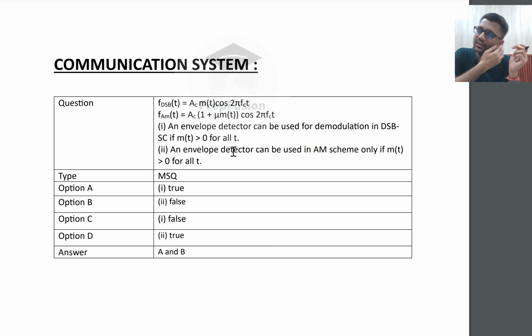And why is option 2 incorrect? Because there only a word is mentioned. Look, if m(t) is greater than 0, then envelope detection will be used for AM. But if it is greater than -1 as well, then also it will be working. Or you can say if it is greater than -A amplitude, right? If m(t) is greater than -Ac, then also it will be working. Are you getting this point? So here they just played with the language. Since it is the word mentioned only, that's why option 2 will be false.